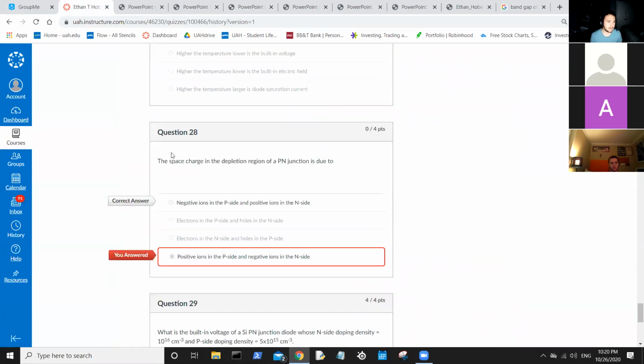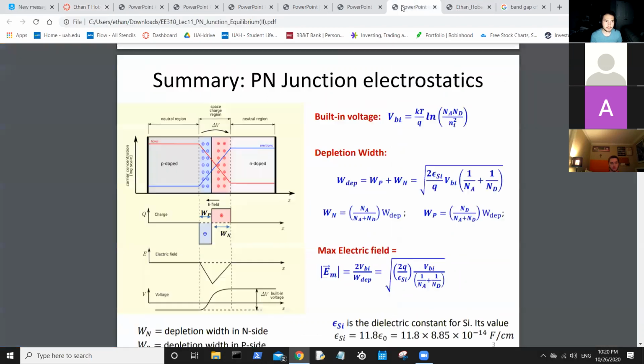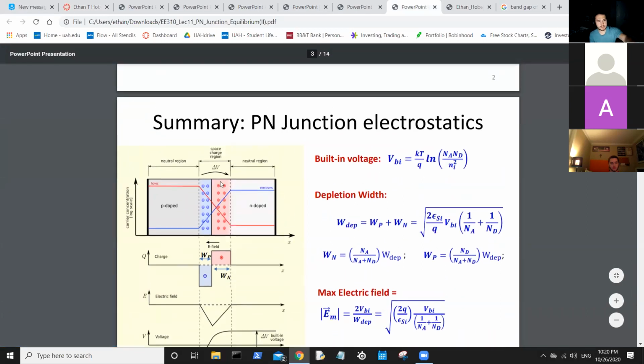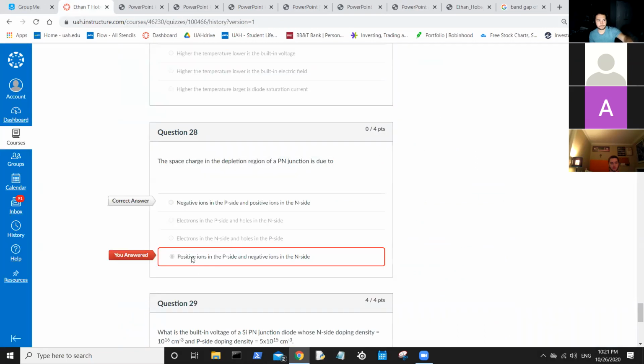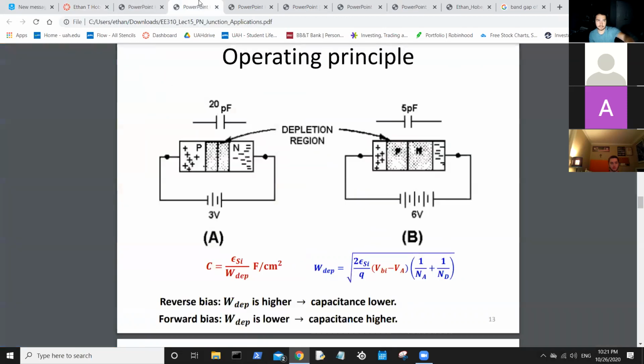That was this one. The space charge in the depletion region of a p-n junction is due to, the correct answer, negative ions in the p side and positive ions in the n side. So space charge in the depletion region is described here. We call this the space charge region. Right here you can see space charge is illustrated by negative ions in the p region and positive ions in the n region. That's exactly correct.